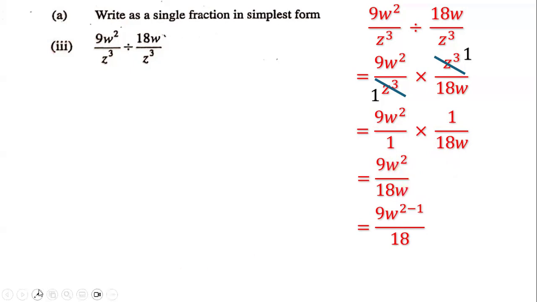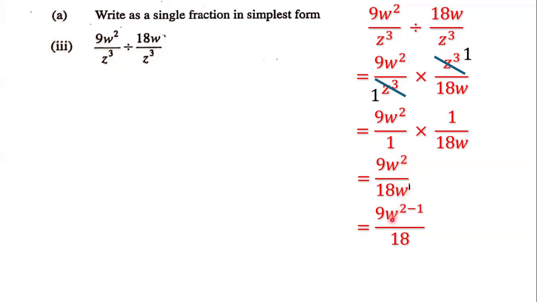Now, the one at the bottom, that's w raised to the power of 1. So what we have here is w to the second power, and we have w to the power of 1. Now we have these two terms that have the same base, and we're dividing them. And whenever you have two terms that have the same base and you're dividing them, what you're going to do is subtract the powers.